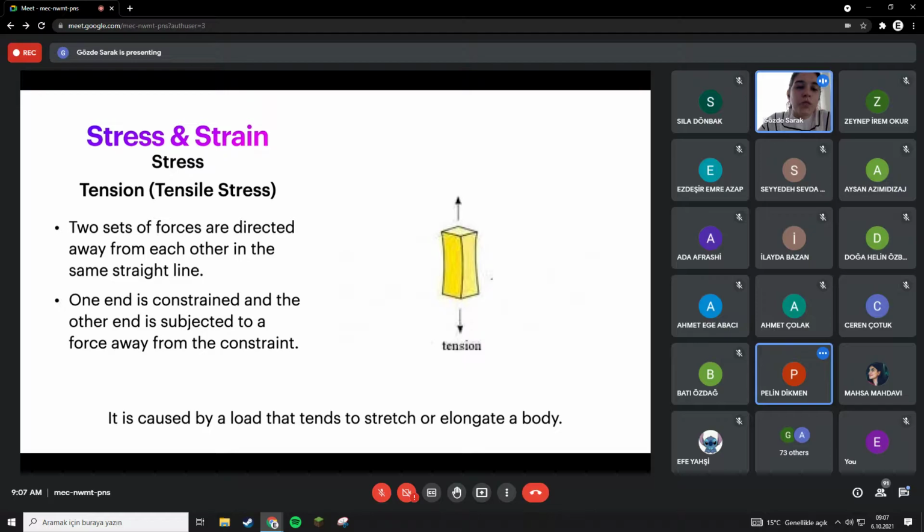Tension occurs when two sets of force are directed away from each other in the same straight line. It also occurs when one end is constrained and the other end is subjected to a force away from the constraint. It's caused by a load that tends to stretch or elongate a body.